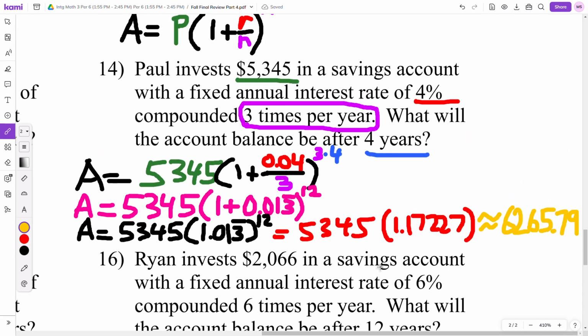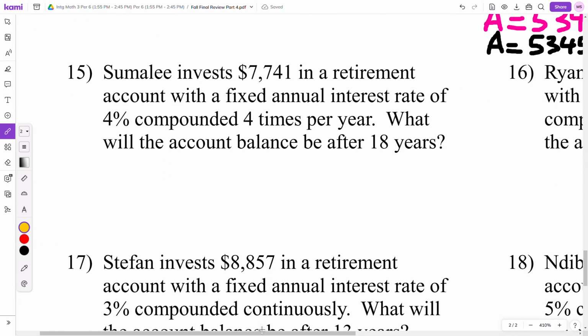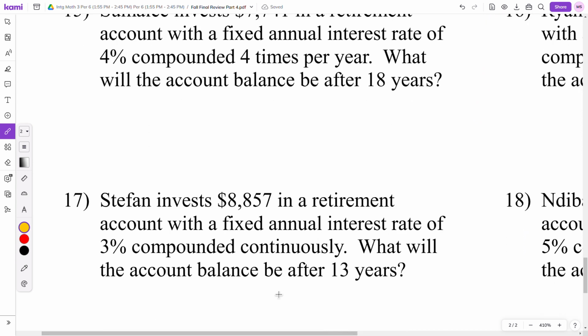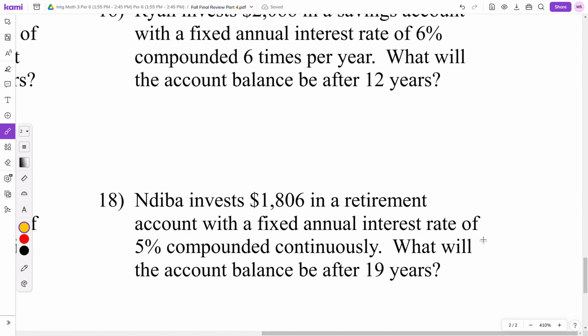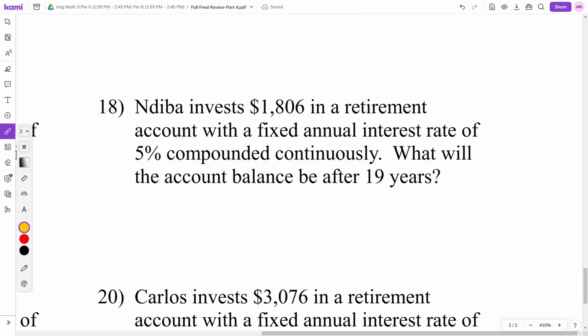One more problem. So we did one where it was compounded 3 times a year. Let's try one where it's continuous interest. So let's see if we have one like that. So we already worked that one out the other day. Let's go with this one here. And so we have kind of a similar thing, but here we see it's compounded continuously. And that means we're going to use a different formula.